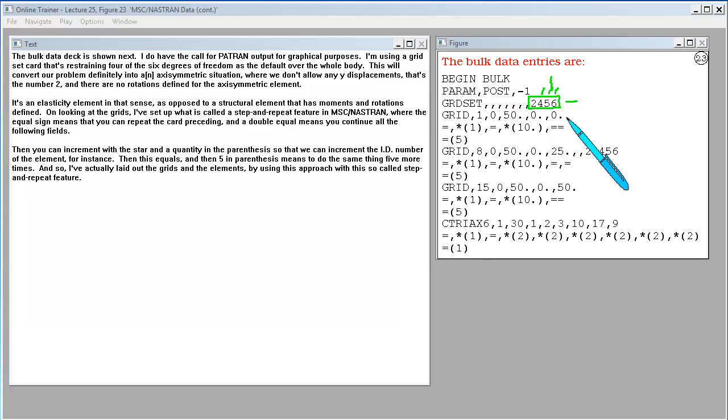On looking at the grids, I've set up what is called a step and repeat feature in MSC Nastran, where the equal sign means that you can repeat the card preceding, and a double equal means you continue all the following fields. Then you can increment with the star and a quantity in the parenthesis so that we can increment the ID number of the element, for instance. Then this equals and then 5 in parentheses means to do the same thing 5 more times. And so I've actually laid out the grids and the elements by using this so-called step and repeat feature.